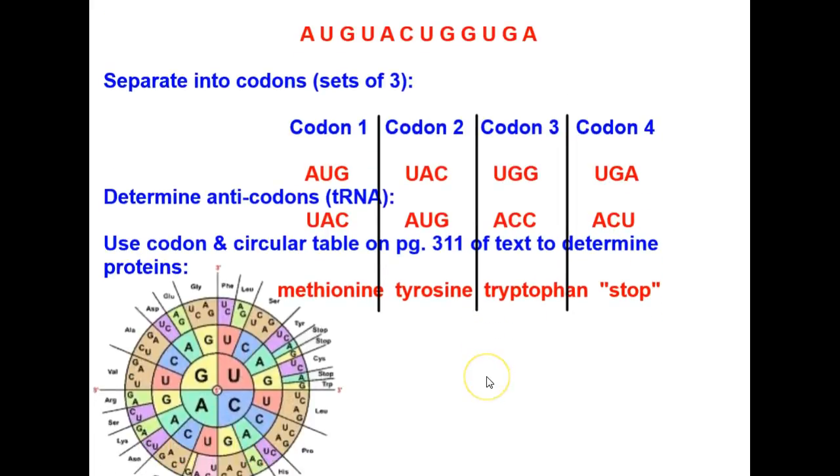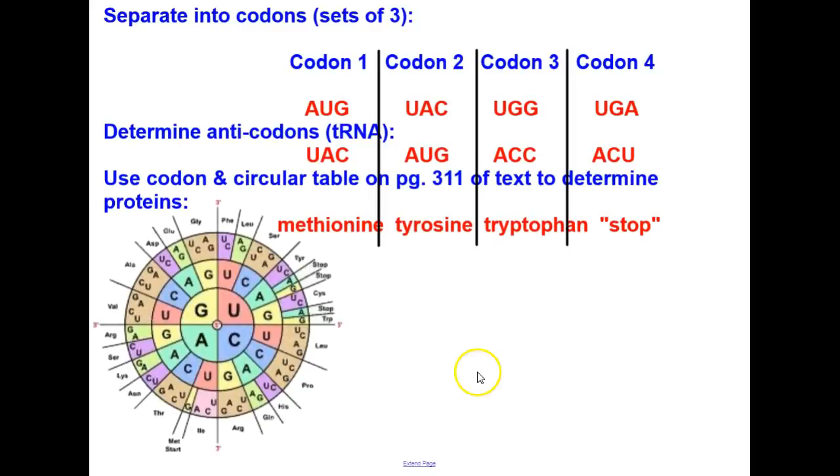To figure out the proteins that are produced, you take your codon and you use this circular table, and I'll show you how to do that here now. You use the codon itself, not the anticodon. So you take a look, our first codon here is AUG. So you start out in the middle, there's our A, then you work your way to the outside, U, and then G. And you see the three letters that start this protein are MET.